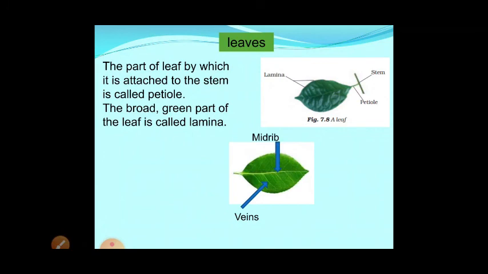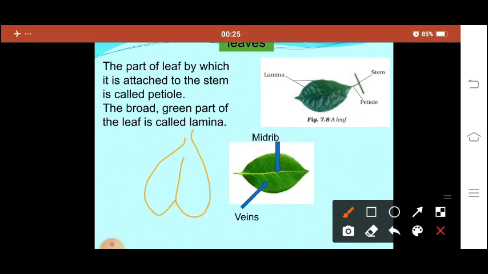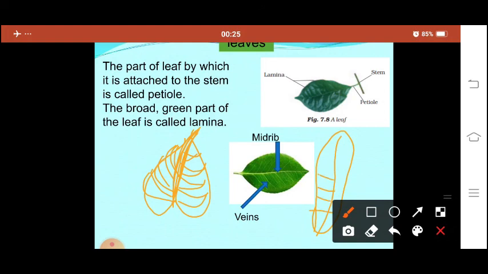Now if we see the leaf carefully, here you can see, if we draw a plant leaf like this, this is known as the midrib. This middle part, a vein-like structure, is known as the midrib, and on the side we can see this kind of net-like structure. These are all veins. Another kind we can see is like this.